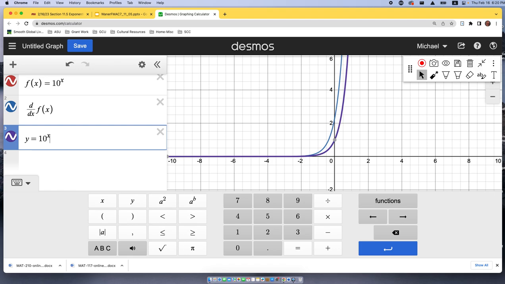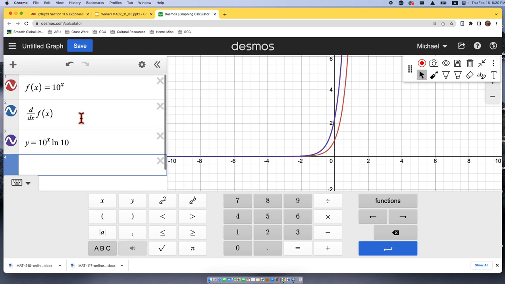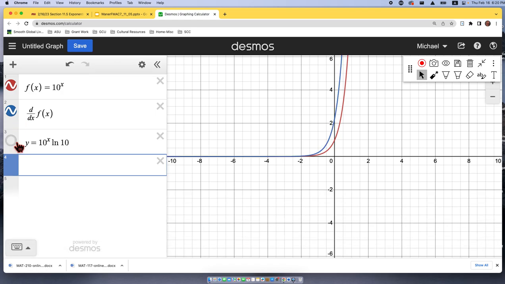So let's see if this works. If I multiply this by the natural log of 10, now I've got purple and blue. If I take the purple off, it's blue. If I put the purple on, it's right on top of the blue. So the blue is the derivative. The purple is 10 to the x times natural log of 10. Does it make sense that they're the same thing? They are graphing the same thing. So in math, we say if they have the same graph, they've got to be the same function.